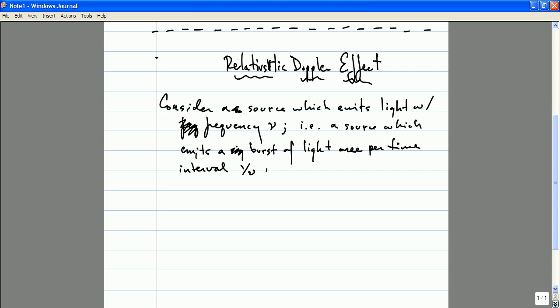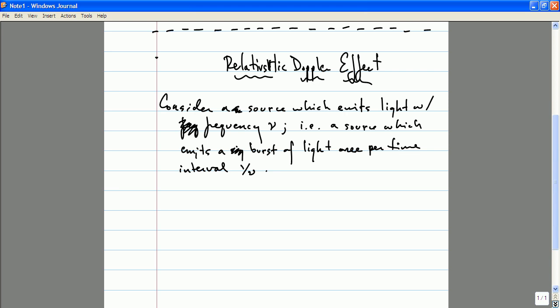So if you want to think about what it means for a source to emit light with a given frequency, you could think about that source as somebody standing there turning their flashlight on and off and emitting a burst of light from that flashlight once per a given time interval, and that time interval is the inverse of the frequency. Indeed, that's something like a bit of a mechanistic model for what light is.